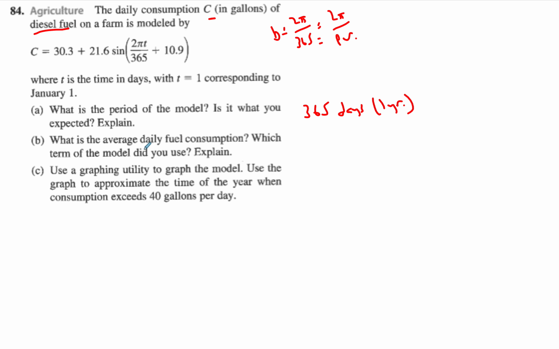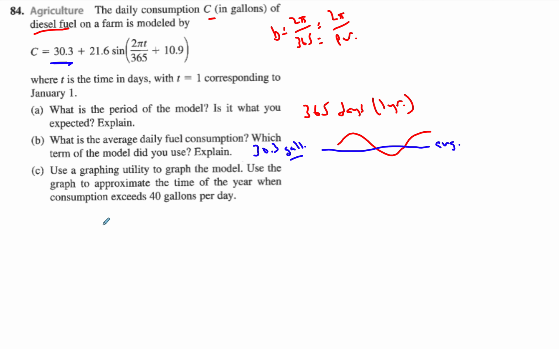So what's the average daily fuel consumption? So if you think about this graph, this is a sine model, so it's going up and down and up and down, but it is centered at a certain value, and that is why sometimes this is referred to as the average. So that would be the vertical shift, which would be 30.3 gallons. So on average at 30.3 gallons is what your consumption rate is, but it goes up or it goes down. We would assume maybe depending on the weather, right?